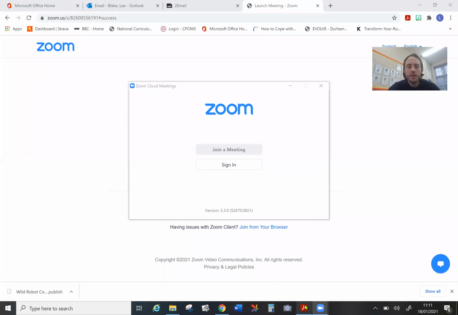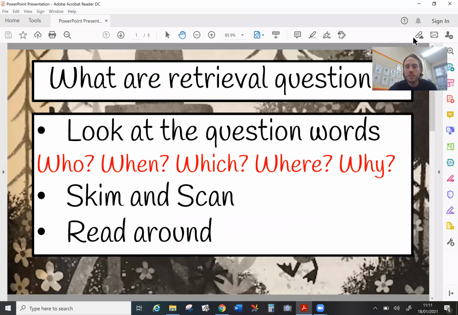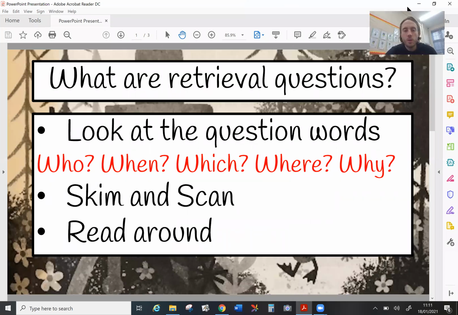You'll have 3 types of questions today. You will have some retrieval questions, some vocabulary questions, and 1 predicting question. Now you've learned all this already before, so I'm not going to teach you anything new today. I'm just going to remind you about how to answer these types of questions.